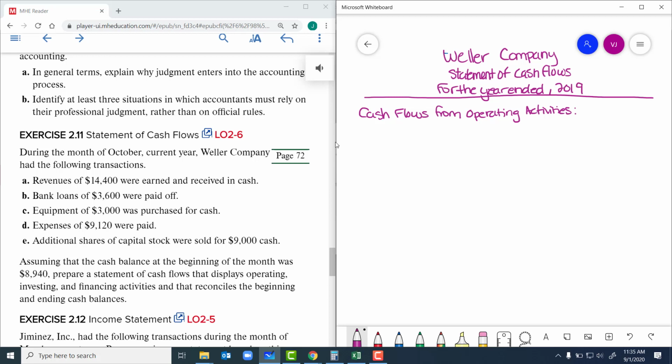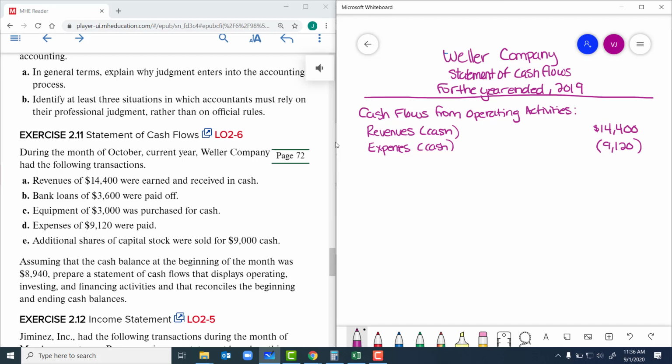So we have revenues. These are cash revenues, so we could also have just written out cash revenues. And that is $14,400 in cash that came in. So that's A. But then also expenses. But these are cash expenses, because we'll learn later on that not all expenses are necessarily in cash. But then remember, cash revenue, that's cash in, right? But cash expenses, that's cash out. So that means that's $9,120 that flowed out of the business.